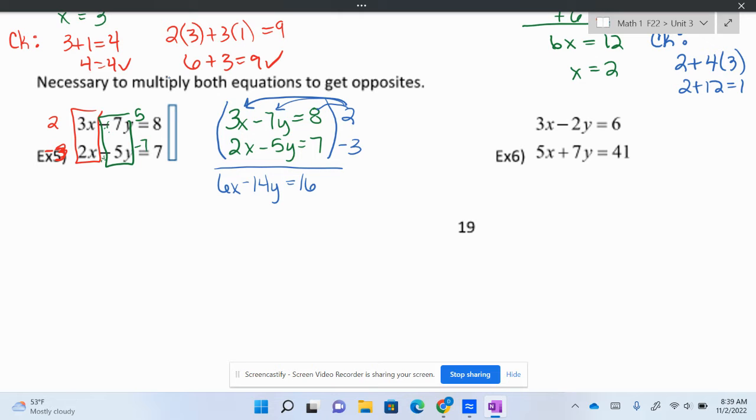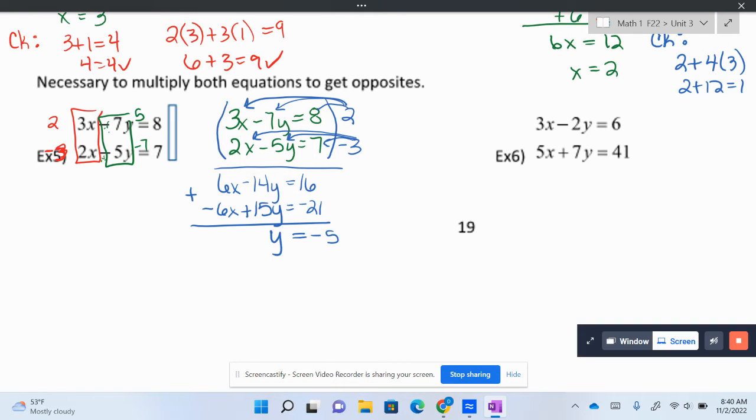Now let's multiply the bottom. Remember, I'm looking for opposites. Negative 3 times 2 is negative 6x. A negative 3 times a negative 5 is a positive 15y. A negative 3 times a positive 7 is a negative 21. I'm going to add these two equations together. 16 and negative 21 is negative 5. Negative 14 and positive 15 is 1. So I just have 1y.